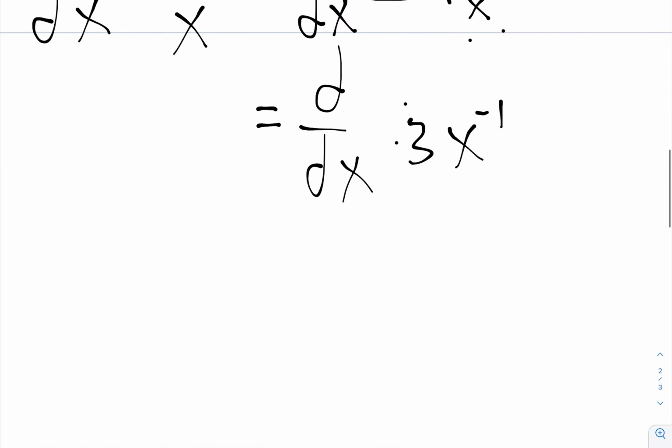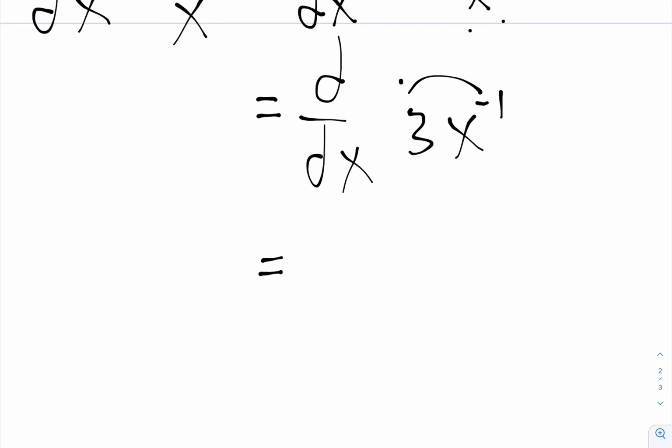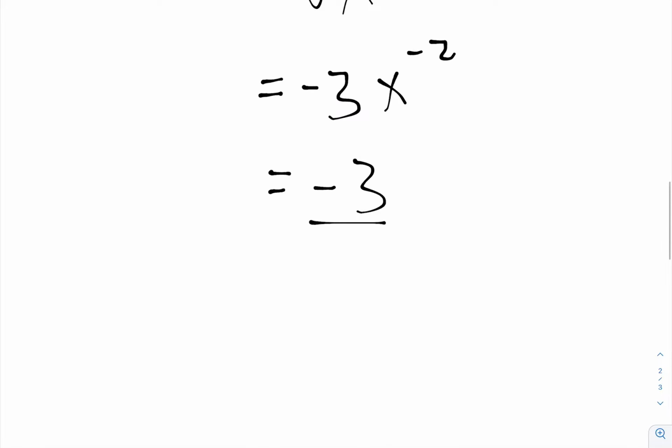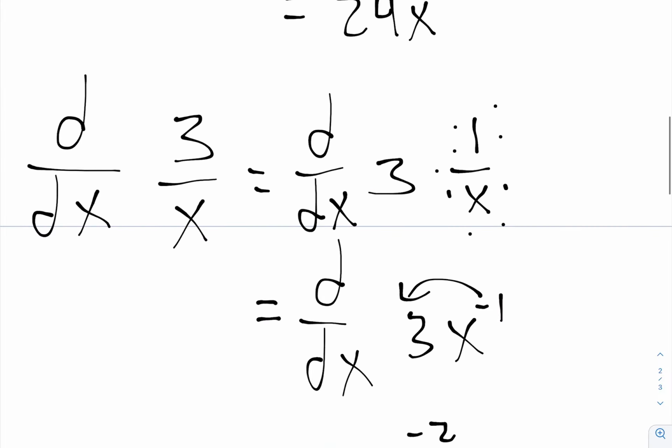Okay, so now that we have it in this form, this is our a times x to the n. Our a is 3, the coefficient, our x is the variable, and our n is negative 1. So remember, we bring out the exponent to the front. So this is going to be negative 1 times 3, so negative 3, times x to the power of n minus 1, so negative 1 minus 1, which is negative 2. So this is going to be negative 3. Remember, to make that positive exponent, we just divide by x squared. So x to the negative 2, that's the same as 1 over x squared. Negative 3 times 1 over x squared is just negative 3 over x squared.